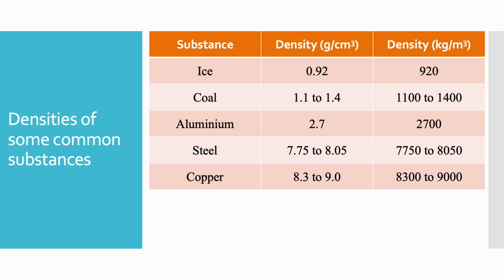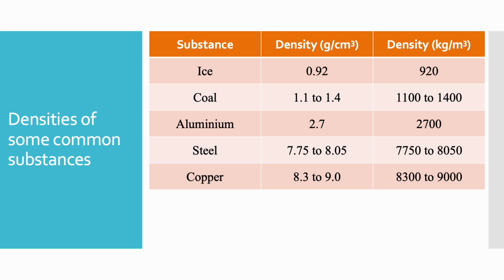Ice has a density of 0.92 gram per centimeter cube or 920 kilogram per meter cube. This is why ice floats on water, because its density is lower than that of water. Coal varies a bit from 1.1 to 1.4 gram per centimeter cube depending on the type. That's 1100 to 1400 kilogram per meter cube.